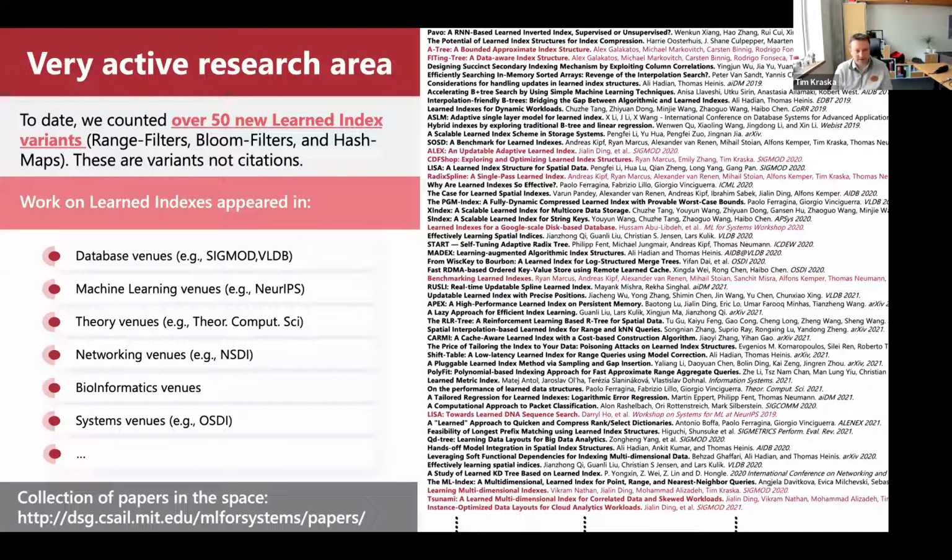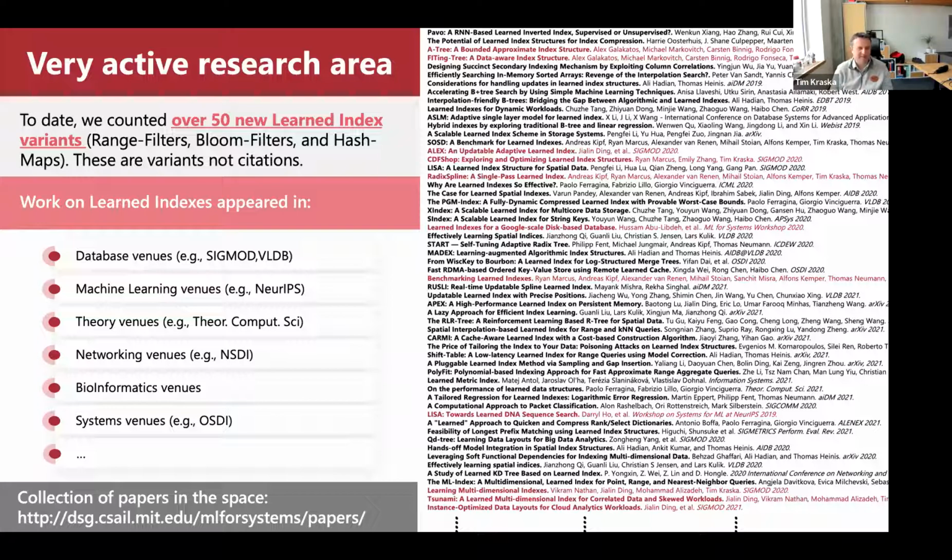What actually excites me is the different types of disciplines learned structures have by now been applied to. On the right, this is outdated, but it shows you some of the publications happening around learned index structures. Those are really learned index variants, not citations. These are all new proposals, with somebody trying to improve this idea in one direction or another, or applying it to a new domain.